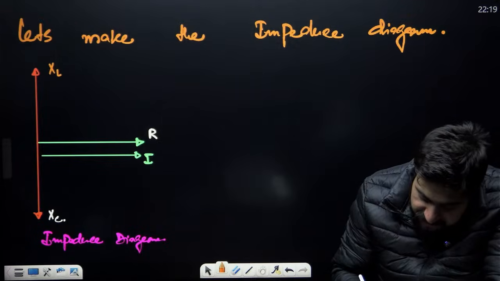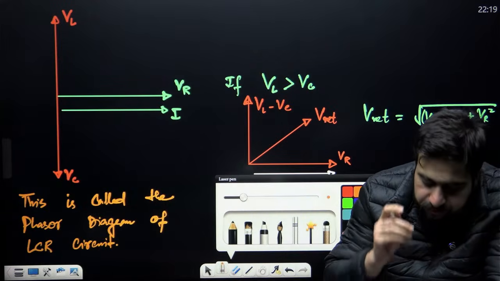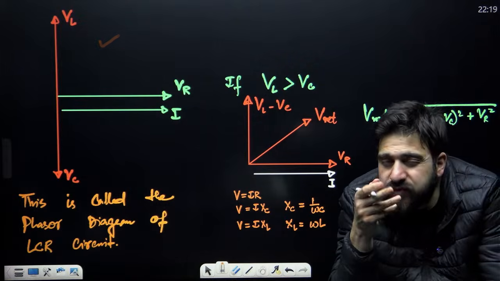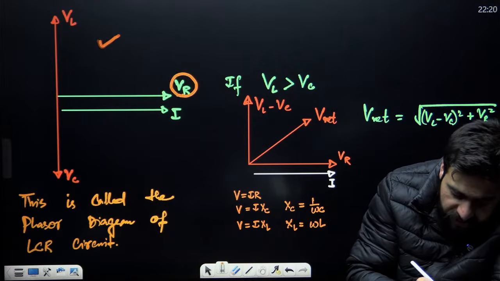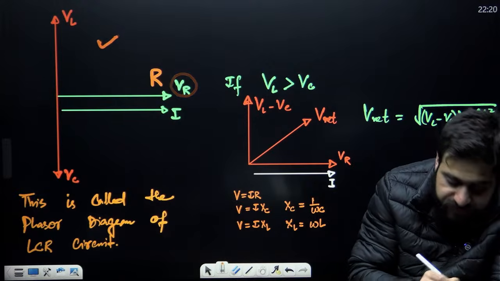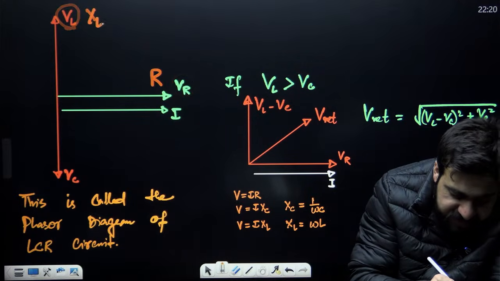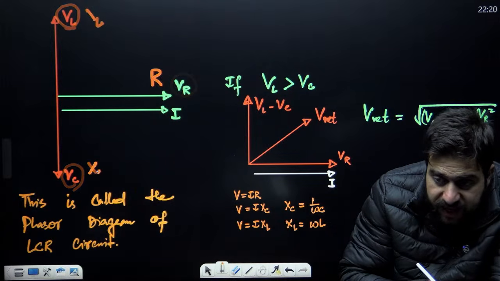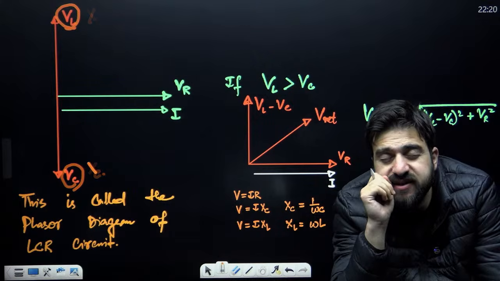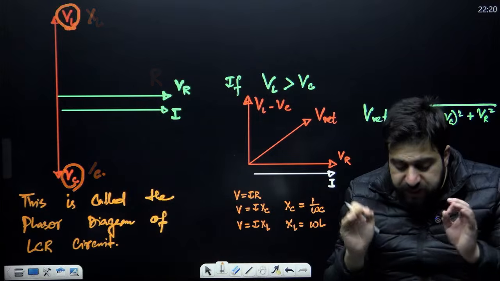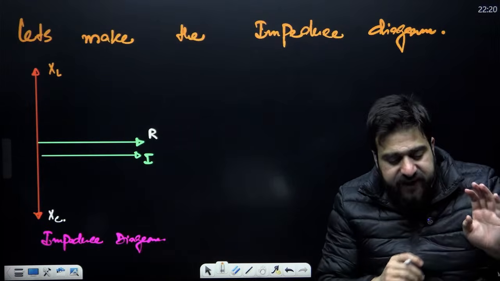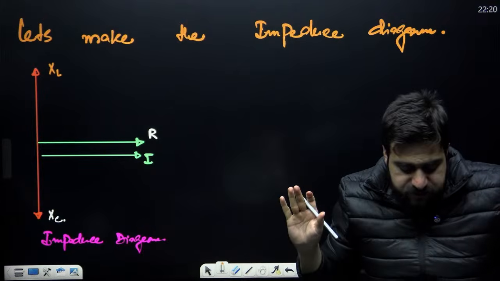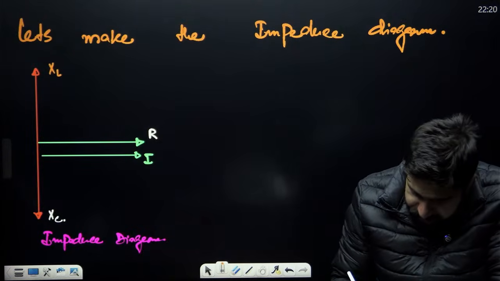Now you have to make the impedance diagram. Guys, in the impedance diagram, you show the same phasor diagram, but in terms of resistance. Instead of VR, you will be writing R, its resistance. Instead of VL, you will be writing XL, its resistance. Instead of VC, you will be writing XC, its resistance. So impedance diagram means that diagram in which you show the phasor diagram with the resistances.